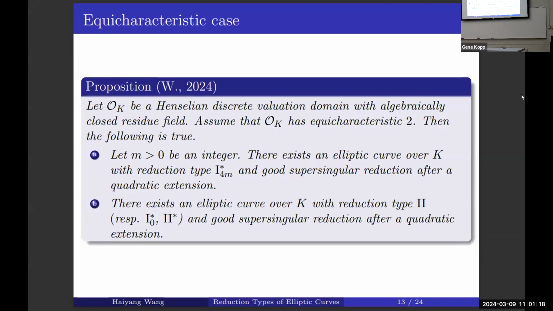When OK has equal characteristic, then we have a simpler statement. Assume that OK has equal characteristic 2, then the following is true. Let m greater than 0 be an integer, then there exists an elliptic curve over K with reduction type I star m and good supersingular reduction after a quadratic extension. And for the reduction types II, I0 star, II star, the analogous statement holds.